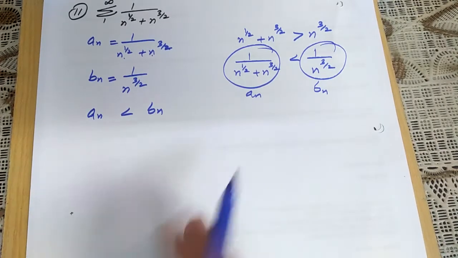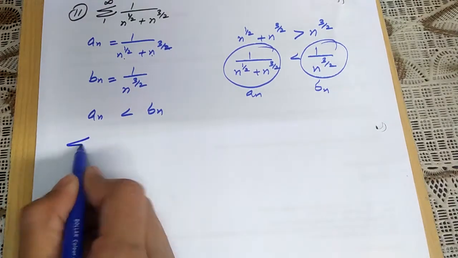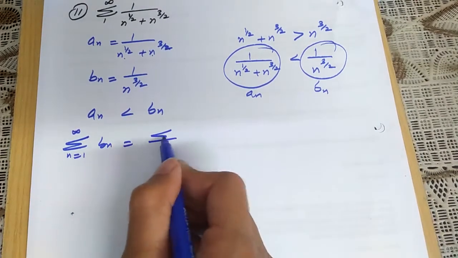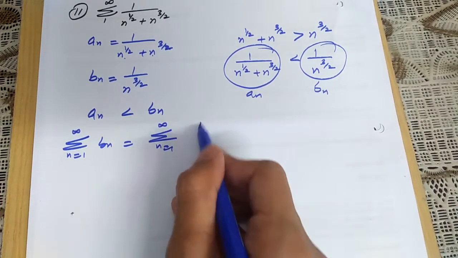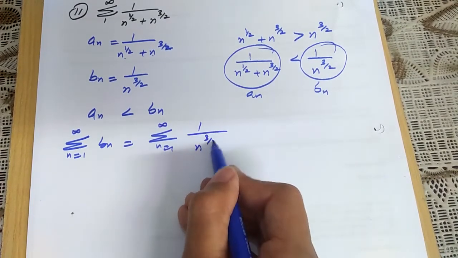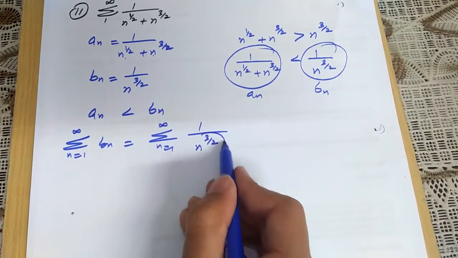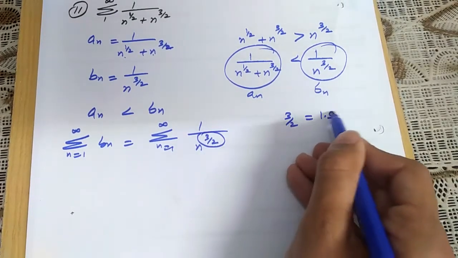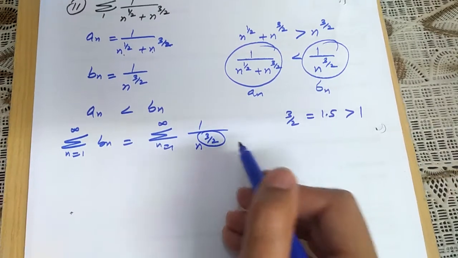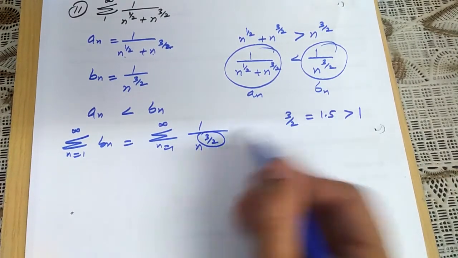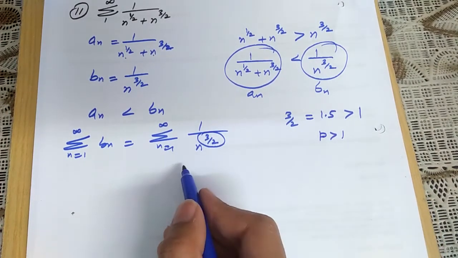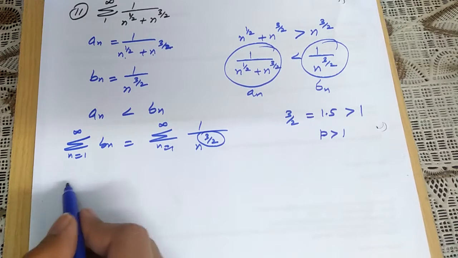Now observe this one. Summation n equals 1 to infinity bn is summation n equals 1 to infinity 1 over n raised to power 3 by 2. Now observe this power. This power is 3 by 2, that is equal to 1.5, greater than 1. So it is a p series, and you know that if p is greater than 1, then your series is convergent.